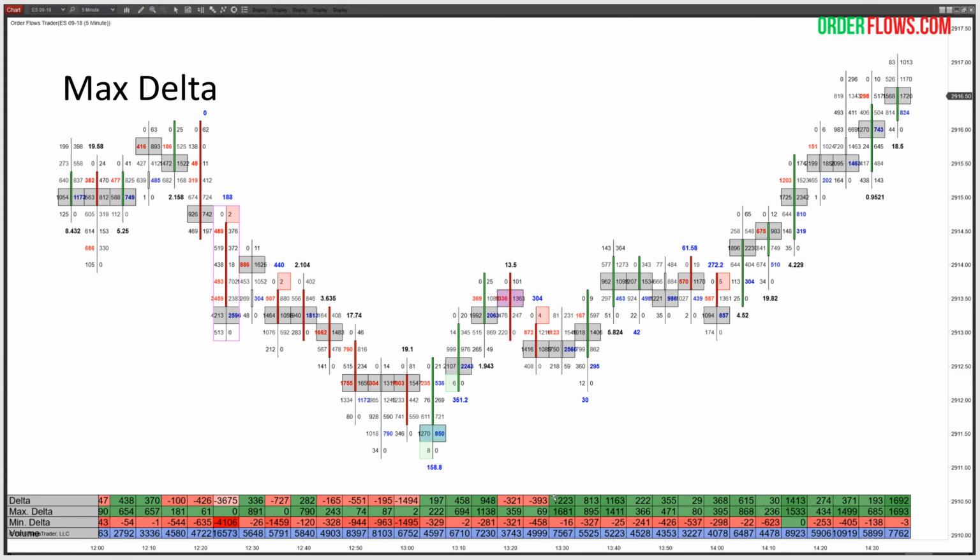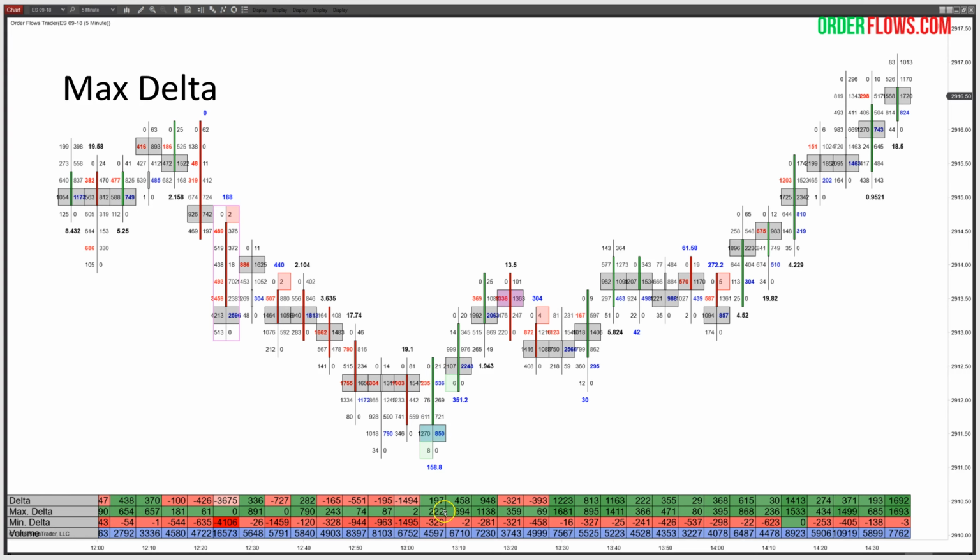So buyers controlled the bar in the second half of the session. Earlier, the min delta, which is the opposite of max delta, I'll explain that in a second. Once I explain it, it'll make a lot more sense. But this bar went from a negative delta of 329 to a max delta of 222, and we closed near the max delta at 197. So I know that this bar closed with strong aggressive buying.